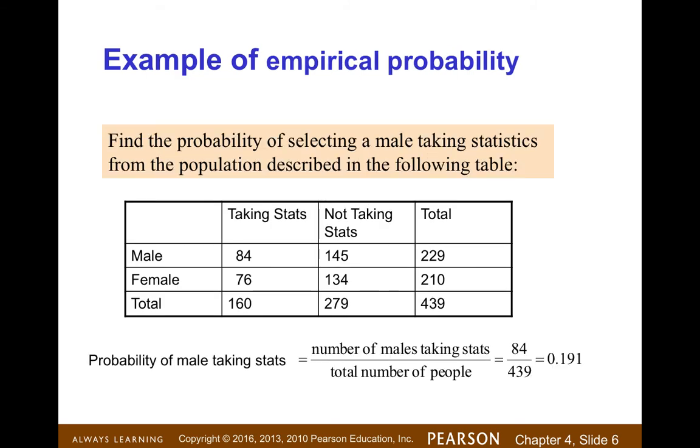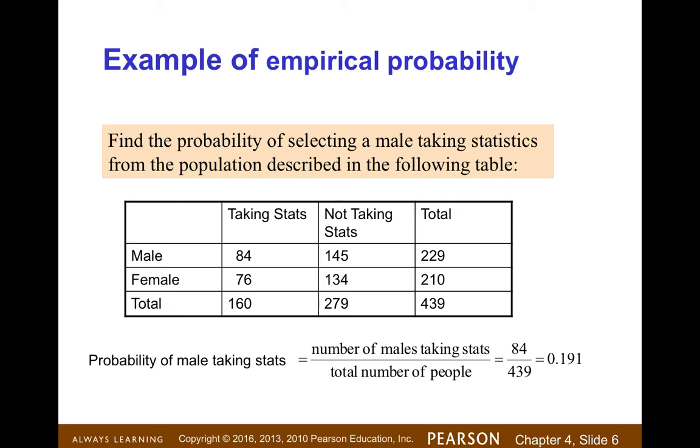Empirical probability is where we collect our own data, and in this case they've tabulated and organized it in a contingency table. So we look at the numbers that we collected. Empirical means experimental in a sense, so we actually have collected this data, and we've divided it into people taking statistics and not taking statistics across gender.